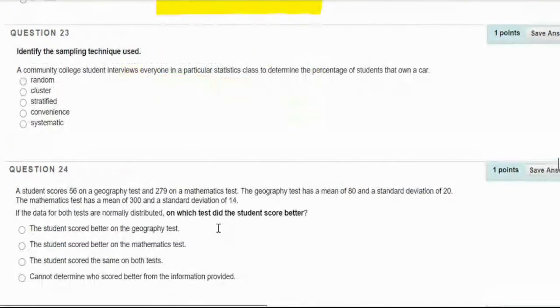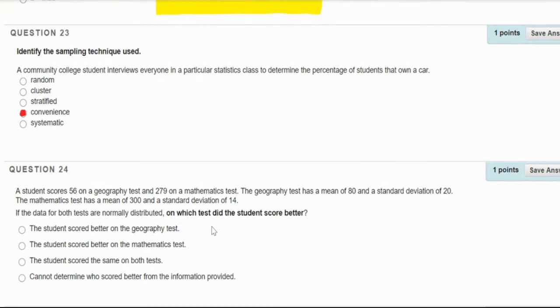All right, so 23, we don't have to do any calculation. It says that a community college student interviews everyone in a particular class to determine that. So it looks like this is one of those, whoever came to the person. So it's convenient.